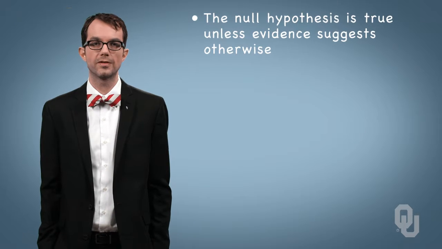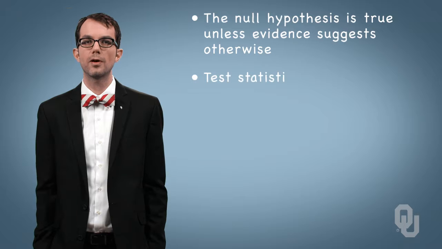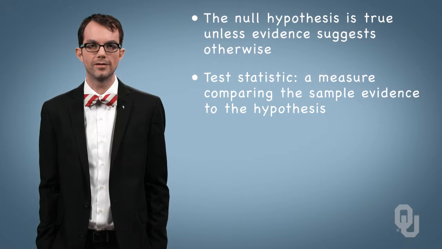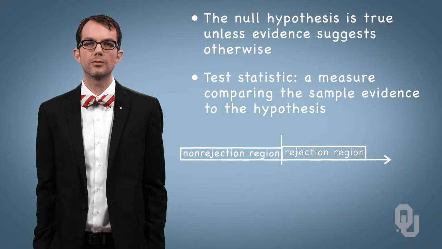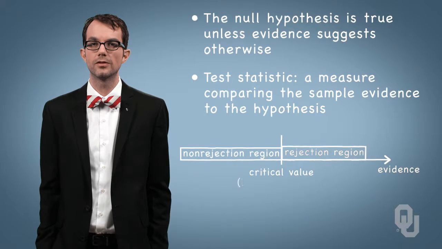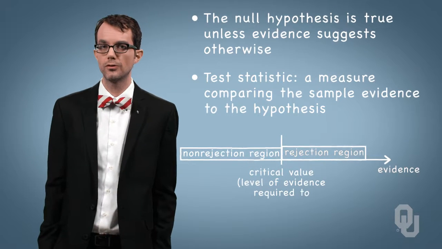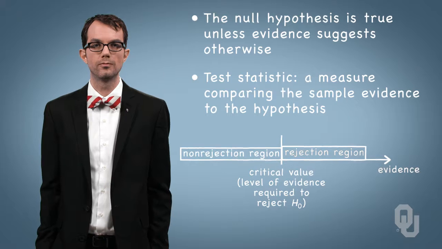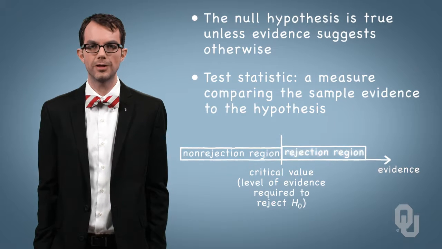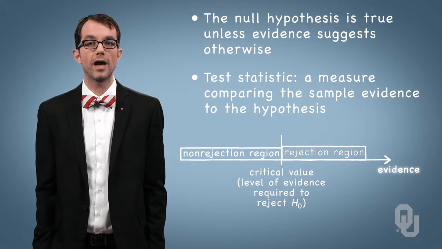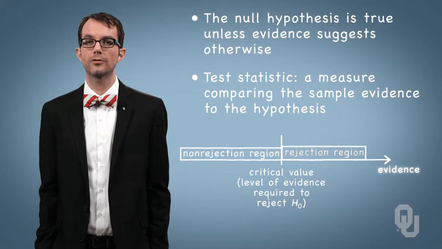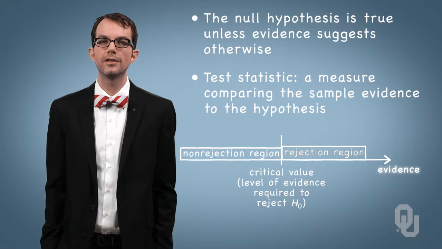Our evidence comes from the sample that we collect, and the evidence is represented with what is called a test statistic. The level of evidence that would tell us to reject the statement in the null hypothesis, that is, to conclude that the alternative is true, is called the critical value. Beyond the critical value is the rejection region. If our evidence, our test statistic, lies beyond the critical value in the rejection region, then we reject the null hypothesis. These are a lot of words that don't make much sense yet.